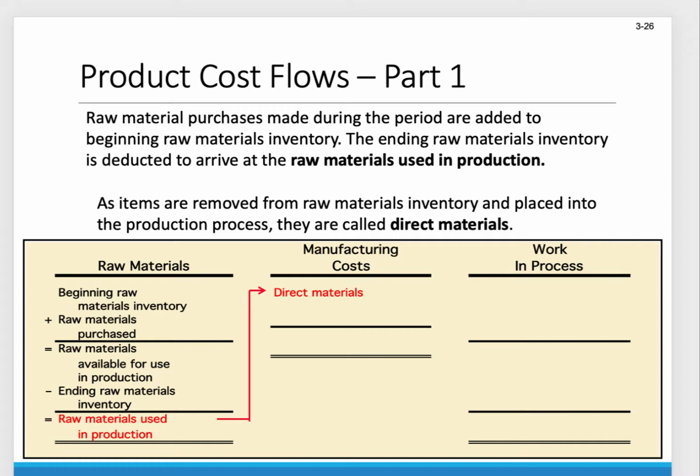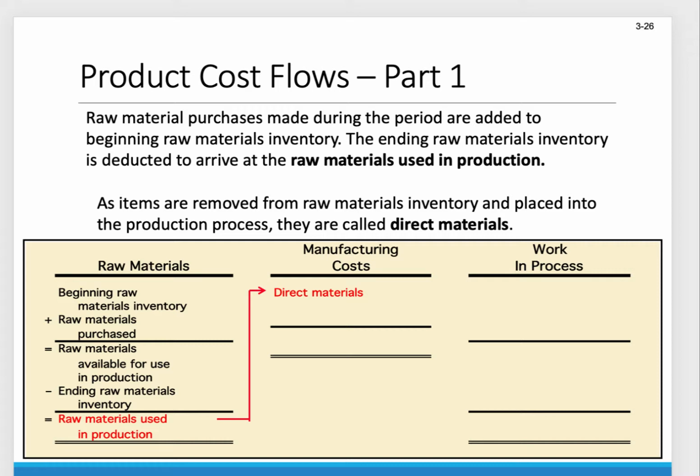So if I take my beginning raw materials, the amount that I started with on the first day of the month, plus all the purchases that I made during the month for raw materials, that gives me the amount of materials that I have available to use in production. Makes sense? At the end of the month, I count my raw materials inventory account and I say, hey, you know what? I have $20 left.